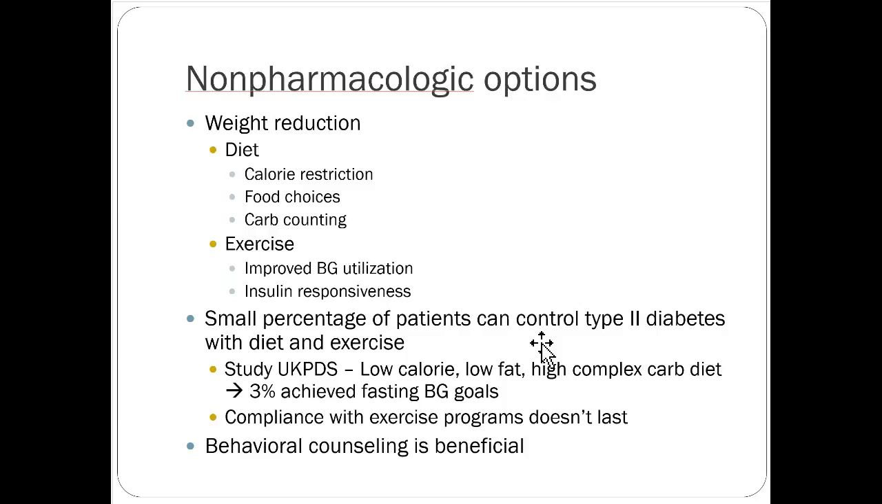So we talked about weight reduction, diet, exercise. Very few people clinically can actually control diabetes with non-pharmacologic options alone. Once people get to the point where their A1C is heavily elevated, it's very difficult for them to do it with just diet and exercise. There have been some trials looking at this. There's one big trial in the UK called the UKPDS that looked at a low-calorie, low-fat, high-complex carb diet, which you might think, well, that doesn't sound like the best diet to me. Well, kind of irrelevant. The point is they looked at controlling people's dietary intake, and they incorporated an exercise program as well, and about 3% actually achieved their fasting blood glucose goals with this trial.